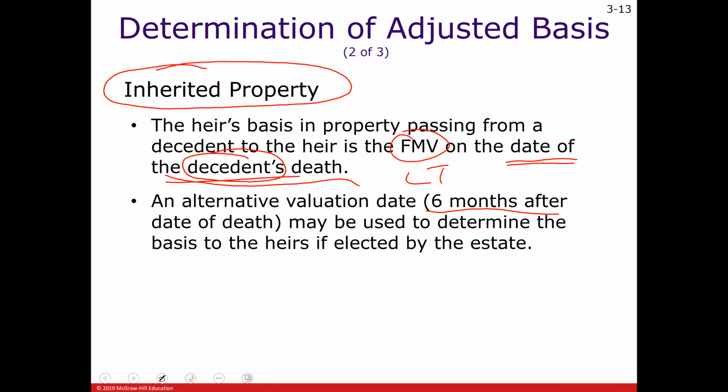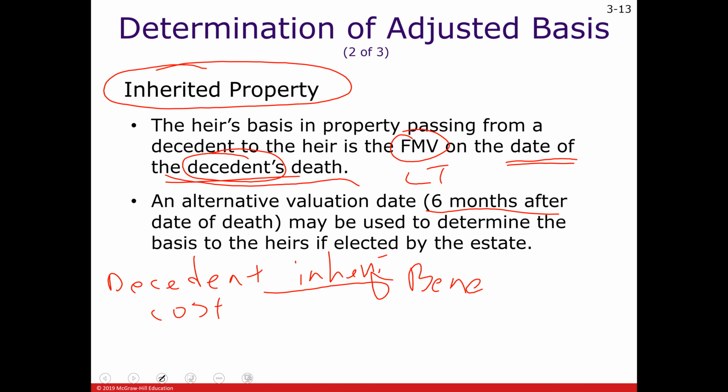Again, let's kind of map this out. Here is the person that passed away called the decedent. Again, not descendant. And they have a cost basis to the property. But then the property is passed on to the beneficiary. And this is called an inheritance. I'm abbreviating here. So right here, when the beneficiary receives it on the date of death, we determine the value, the asset's fair market value.